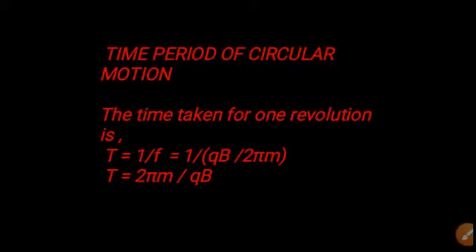Next is time period of circular motion. Time period means it is the time taken for one revolution. It is the reciprocal of frequency. Therefore, time period T is equal to 1 by f, equal to 1 divided by qB divided by 2 pi m. You will get T equal to 2 pi m divided by qB.